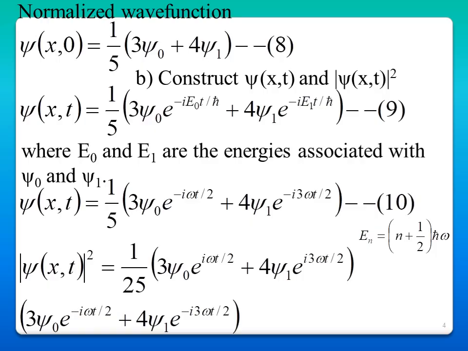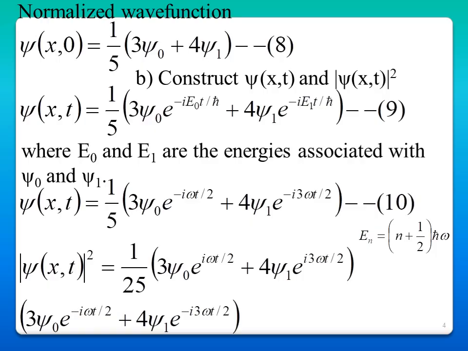Psi of x comma t is 1 by 5 times (3 psi naught e power minus i E naught t by h cross plus 4 psi 1 e power minus i E1 t by h cross). Here E naught and E1 are the energies associated with the wave functions psi naught and psi 1. So if you substitute En equal to (n plus half) h cross omega, we get psi of x comma t equal to 1 by 5 times (3 psi naught e power minus i omega t by 2 plus 4 psi 1 e power minus i 3 omega t by 2).